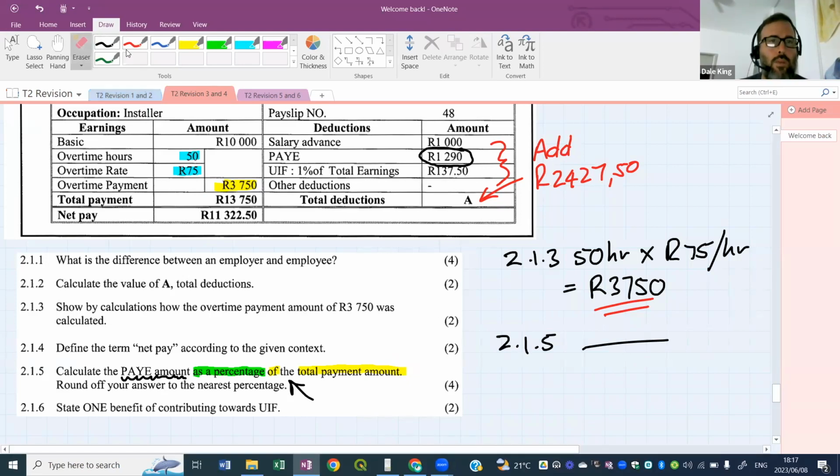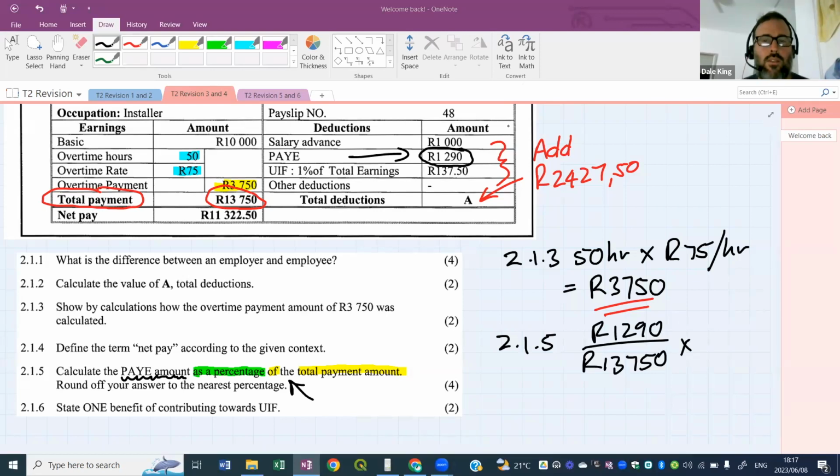Where is the total payment amount? Here it is. There's the word total payment. So this total payment amount comes here. So this is 13,750. And what are we working out as a percentage? The PAYE amount, like I said before, there it is on the right-hand side. So that is on top of our fraction, 1290. And you guys should have an answer by now. All right, we're not finished yet. I have to show this as a percentage.